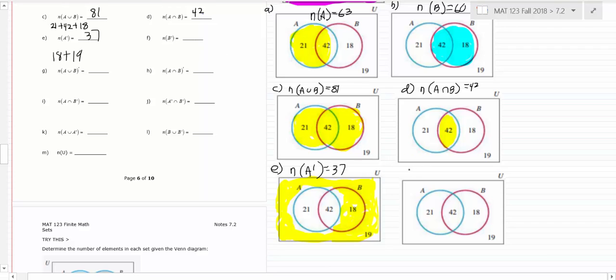Okay, F is the number of elements in B complement. So what we do here is just shade everything outside of B. Okay, so it's everything except that circle B. So what math problem would you do to figure that out? Okay, you do 21 and 19, right? Okay, good. So you would do 21 plus 19. So 21 plus 19 is equal to 40. Okay, so that's how that goes, right?